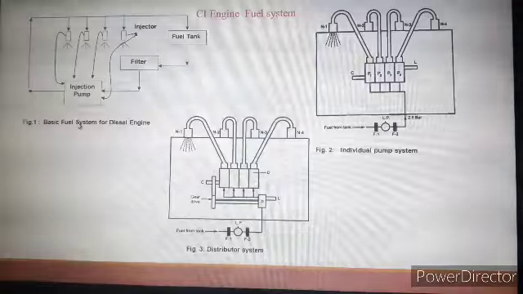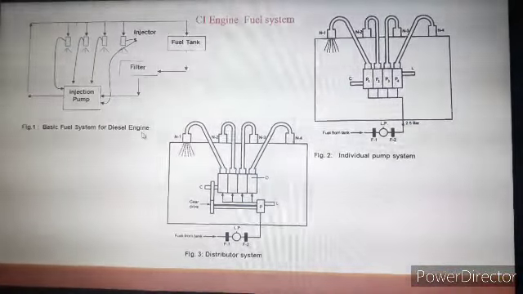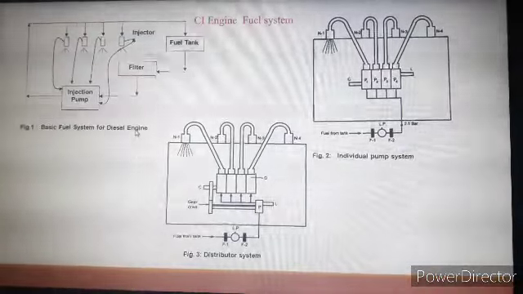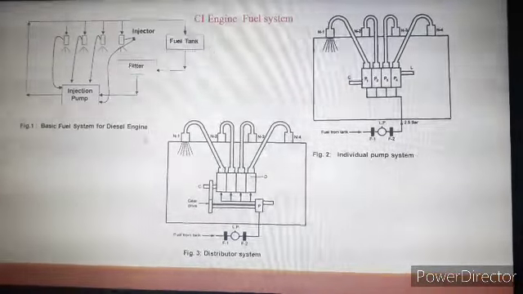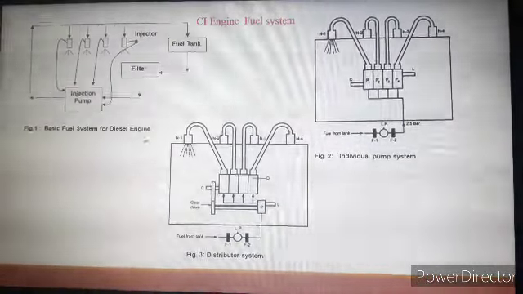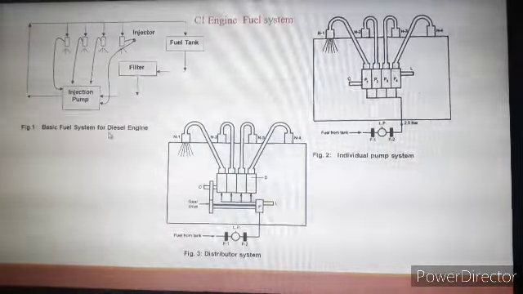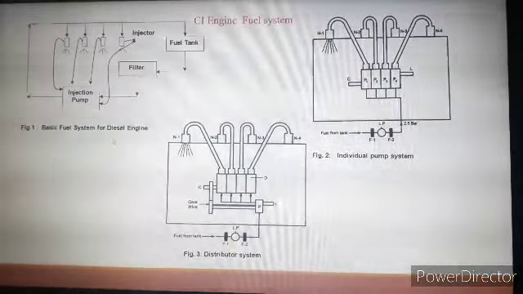This diesel engine is a CI engine, a compression ignition engine, and it operates on the diesel cycle. We know the working of diesel engine, and we know the working of 2-stroke diesel engine as well as 4-stroke diesel engine. So let us discuss with respect to the 4-stroke diesel engine.